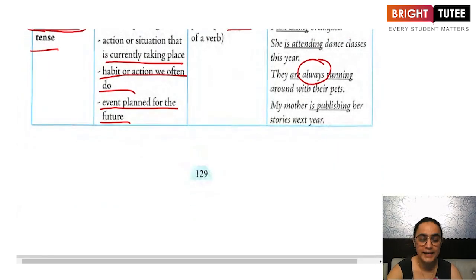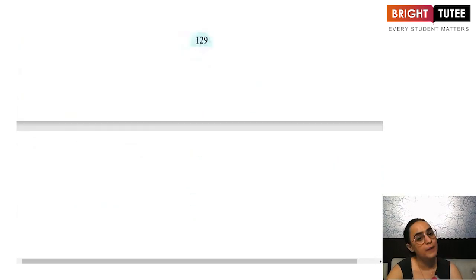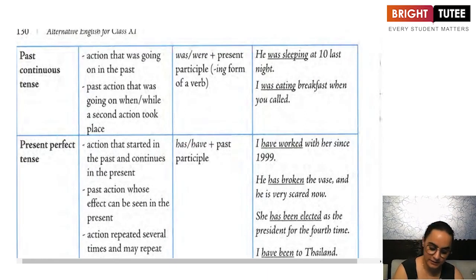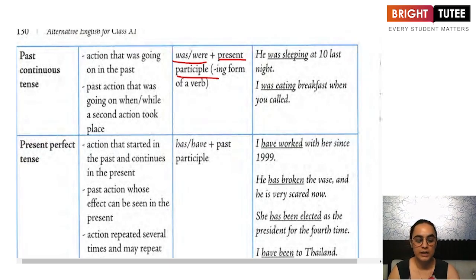Okay? And next we have the past continuous tense. So, past continuous tense, when we use was, were, plus the first form of the verb and ing. Was sleeping, was playing, was eating, was reading, were talking, were sleeping, were shouting, were dancing, so on and so forth. So this is how we use the past continuous tense. Now how and where do we use the past continuous tense?